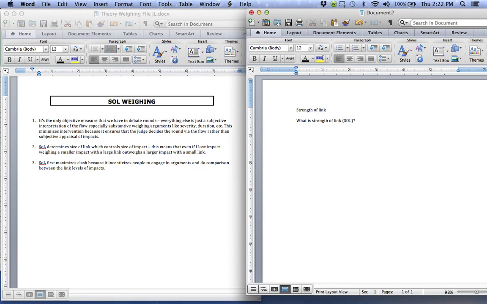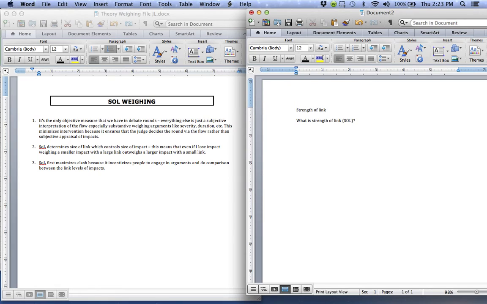Strength of link is sort of the degree you have access to, say, your impact, I guess. But I don't know, that's probably not a good answer. Okay, so the way Kirk explained it is the degree you have access to your impact. I think that's not the best explanation of strength of link. It's a little bit confusing.